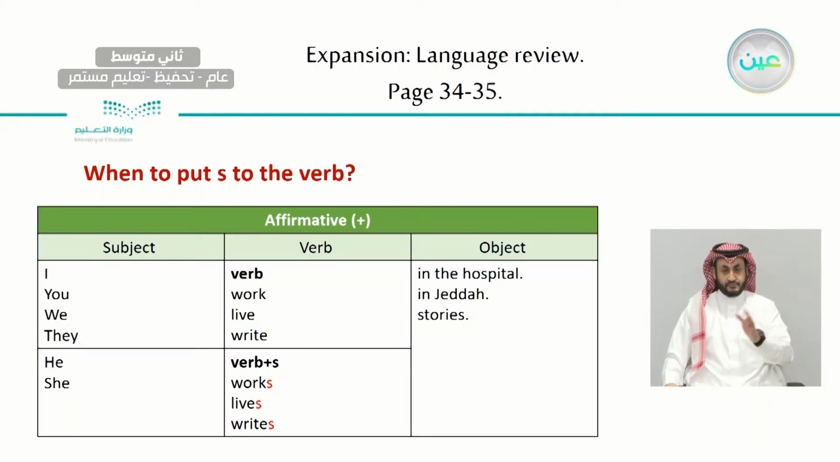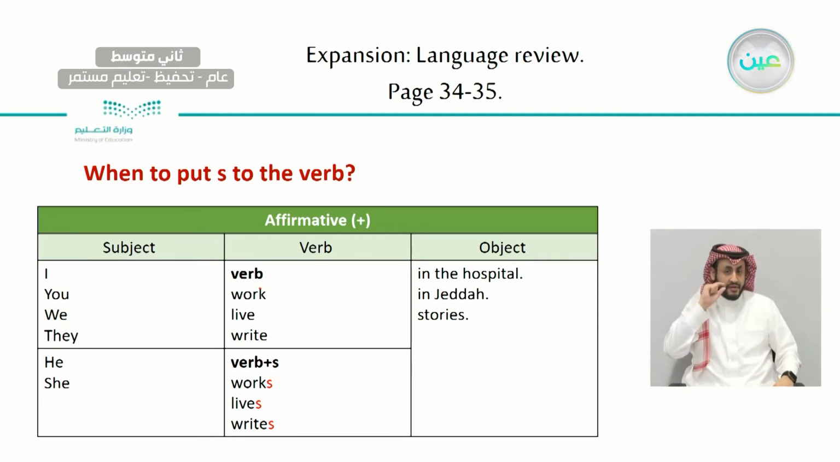So the first case here, the affirmative, we have subject, verb, and the rest of the sentence like this. The subject, I, you, we, they, he, she. So here we have with I, you, we, and they. Let's take a look at their verbs. I work in the hospital. We didn't add s here to this verb because every time we see this plural, they, we, you, or I, we are not going to add s to the verb.